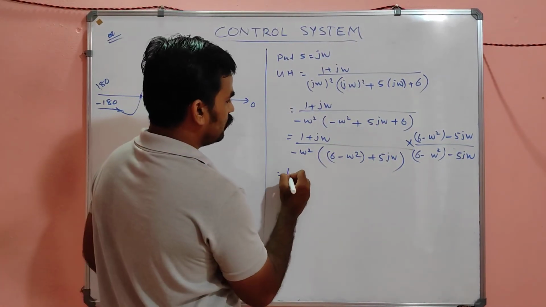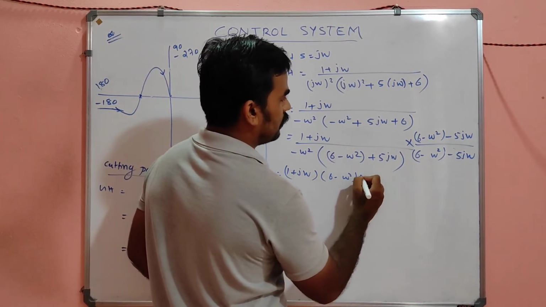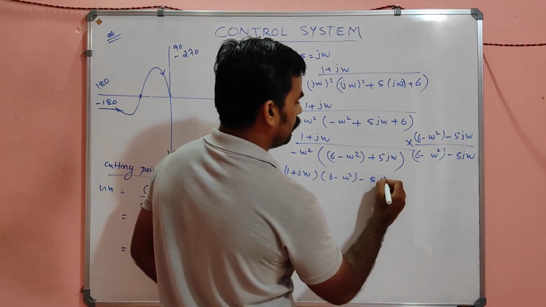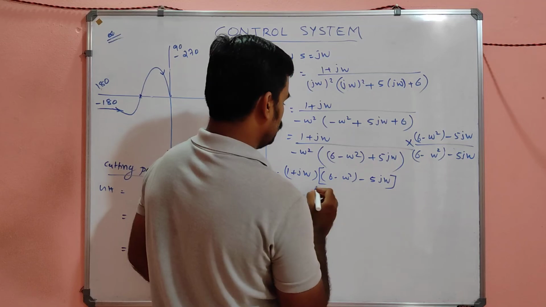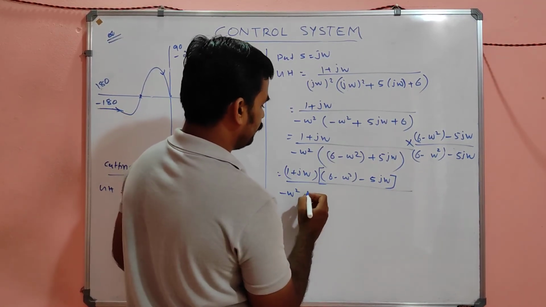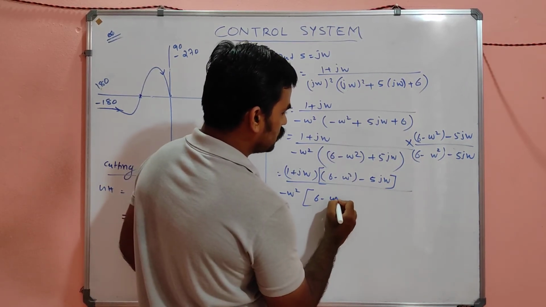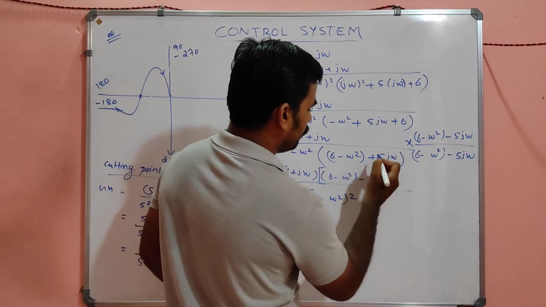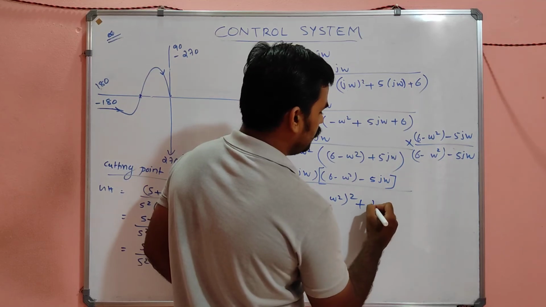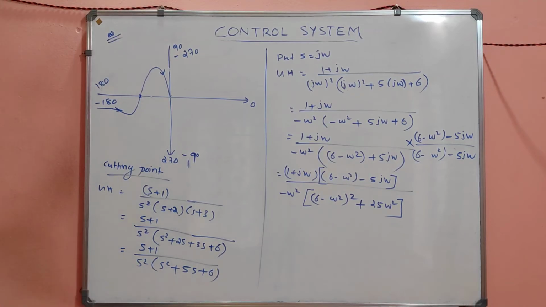So it will become (1 plus j omega) into (6 minus omega square minus 5j omega), whole divided by minus omega square, keep it there, no problem, into a square minus b square. That is (6 minus omega square) the whole square, minus b square again, which gives plus 25 omega square. Is it correct, my dear?